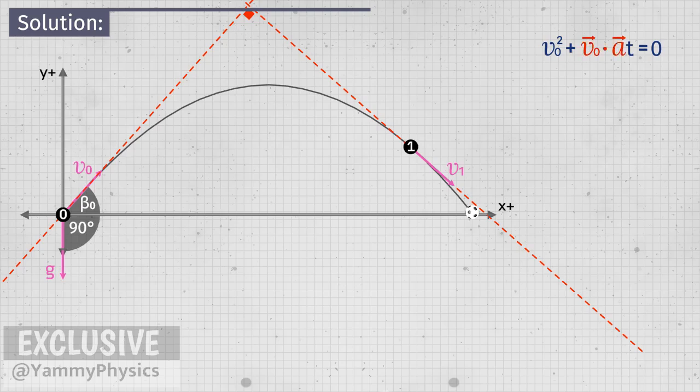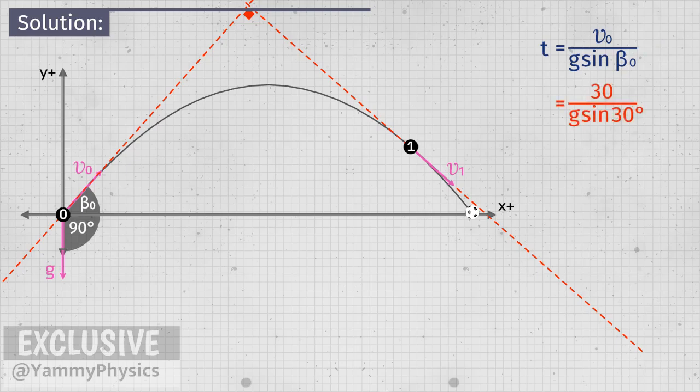Thus the result of the dot product is v0 g t cosine of 90 plus beta 0. Here we do not give a negative sign to the acceleration due to gravity, because the sign is already represented by the angle between the two vectors. From the trigonometric identity table, the cosine of 90 plus beta 0 is equal to minus sine beta 0. v0 squared minus v0 g t sine beta 0 is equal to 0. From here, t is equal to v0 over g sine beta 0.